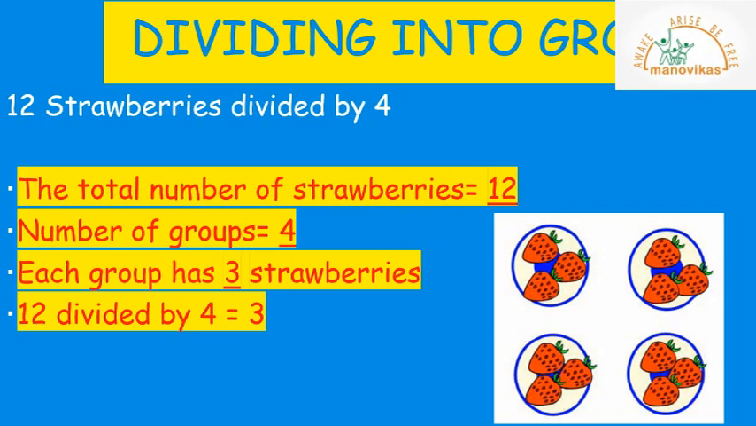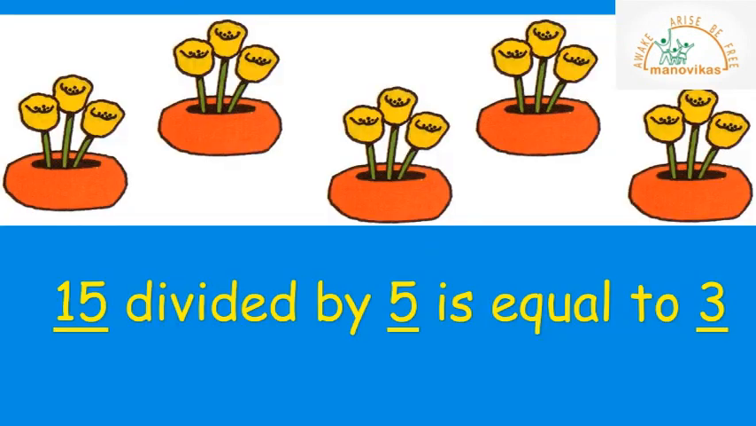Dividing into groups. 12 strawberries divided by 4. So here the total number of strawberries is equal to 12. Number of groups is equal to 4. 1, 2, 3, 4. Each group has 3 strawberries. 12 divided by 4 gives you 3. In our second example, there are 15 flowers in 5 pots. 15 divided by 5, we get 3. That means the flowers are equally distributed in 5 different pots.